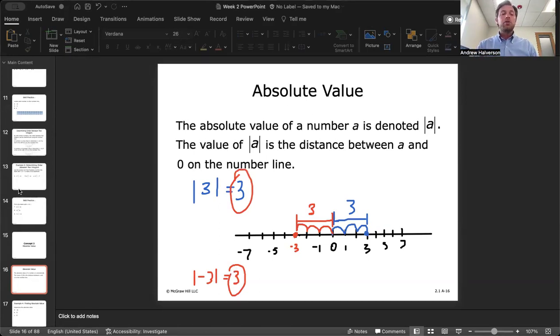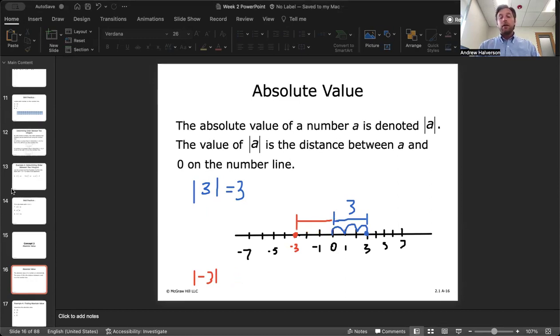So that's just trying to reinforce the idea that when we're talking about absolute value, it always returns a positive value because it's measuring distance. And that's why no matter if you have a positive value inside or a negative value inside, what it returns on the outside is always going to be positive.